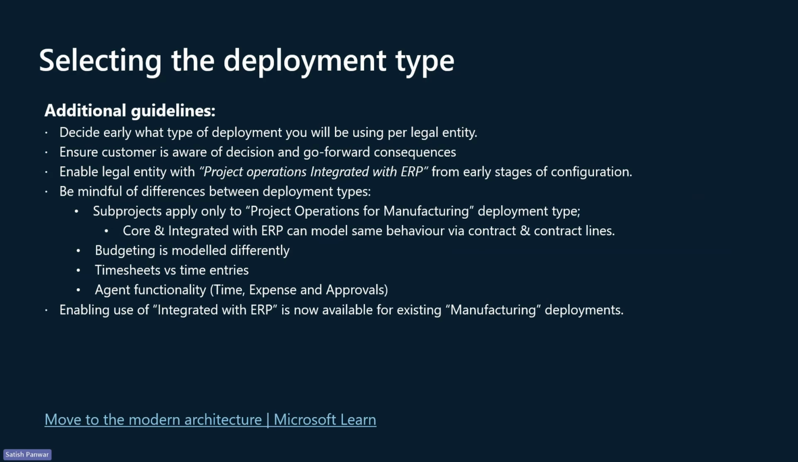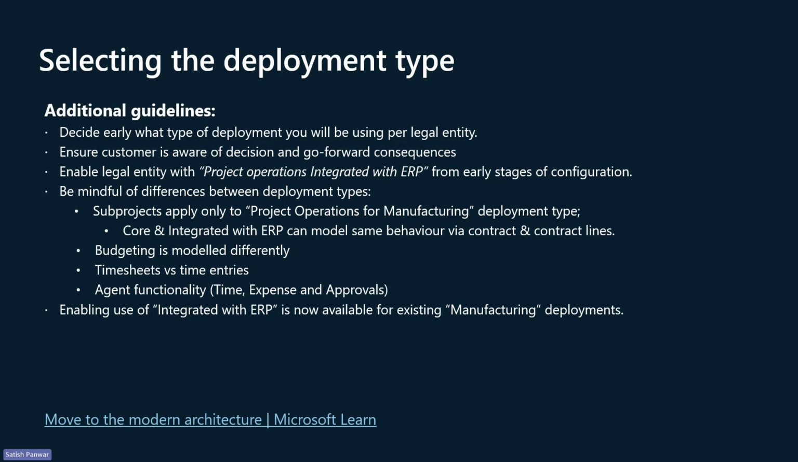Some additional guidelines when selecting deployment type. It is important to decide early what type of deployment will be used per legal entity, and also enable the legal entity with project operations integrated with ERP deployment type from an early stage of the configurations. Ensure the customer is aware what deployment type has been selected and why, especially when the deployment type is project operations for manufacturing. Be mindful of differences in functionality based on the deployment type.